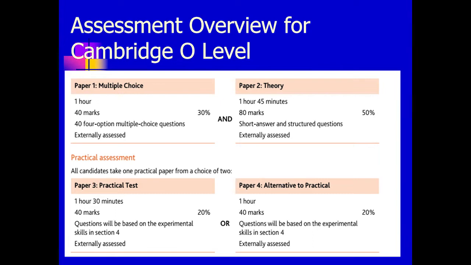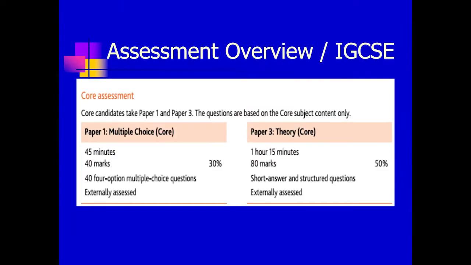For the practical paper, our students appear in Paper 4, that is Alternative to Practical. The time duration is 1 hour with 40 marks and a weightage of 20%. So this was the assessment overview for the Cambridge O-level examination.